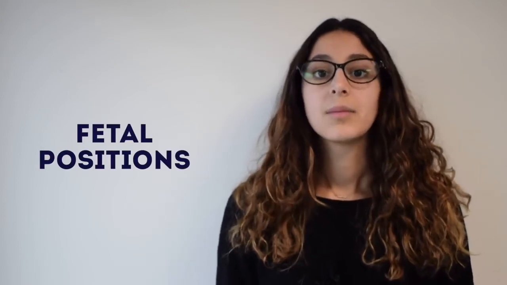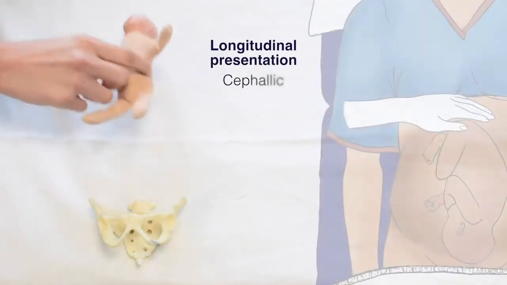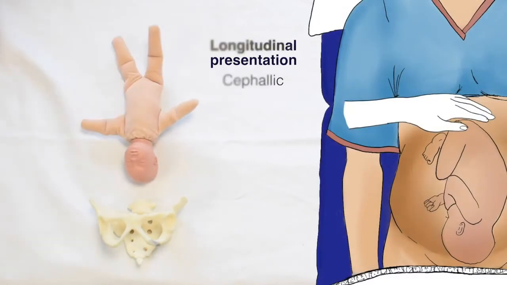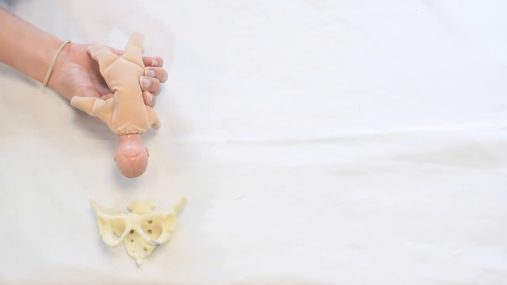Before labour, the baby can be in a number of different positions. These positions could be predicted by a thorough pregnant abdominal examination. In a longitudinal presentation, the baby could either be breech or cephalic. In cephalic, the baby could be occipito-anterior and move clockwise.